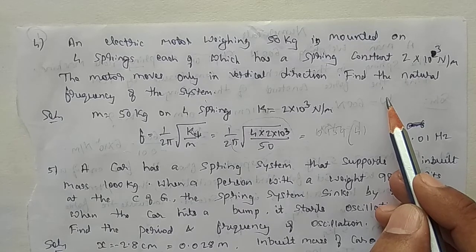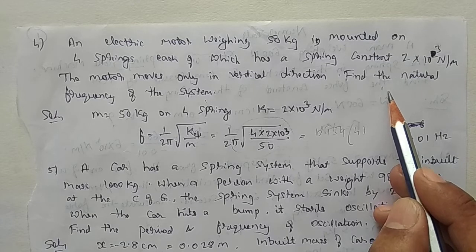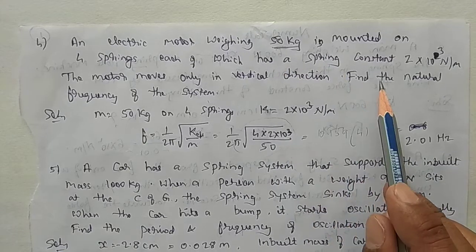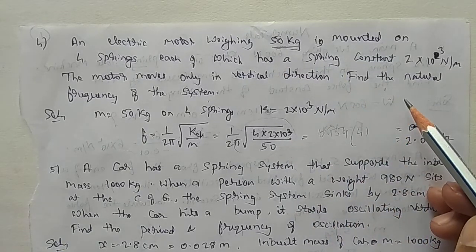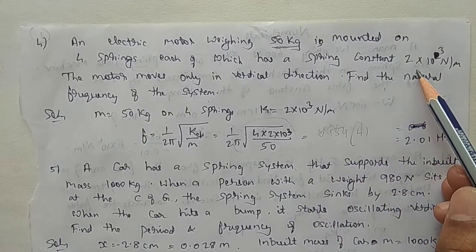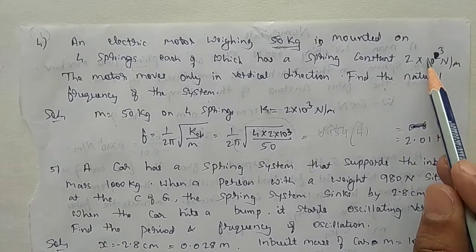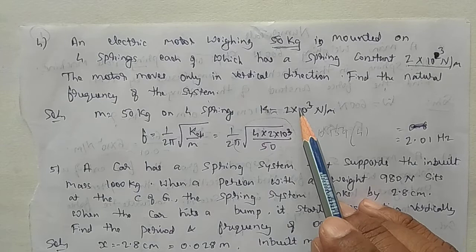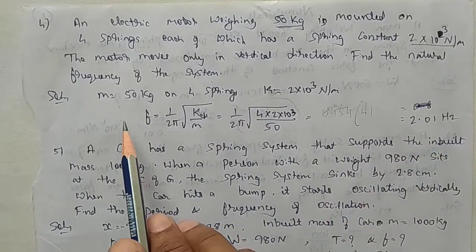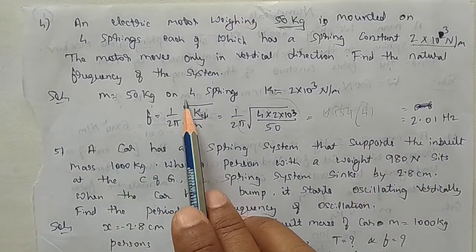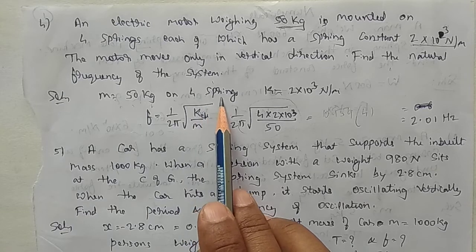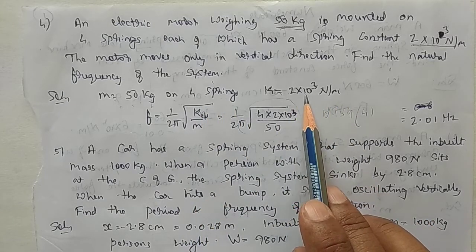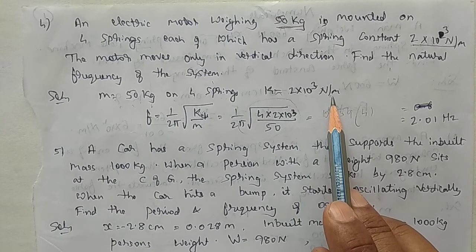So totally there are 4 springs. On the 4 springs, the mass attached is 50 kg and they are oscillating. In this numerical, the force constant K is given, so you have to find f. The mass is 50 kg on 4 springs, and K is given as 2 × 10^3 Newton per meter.